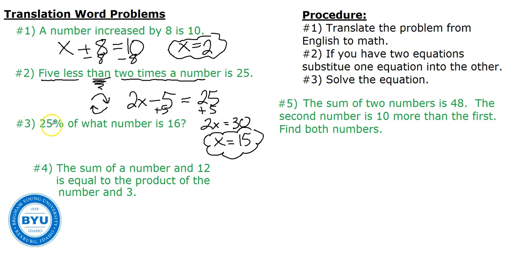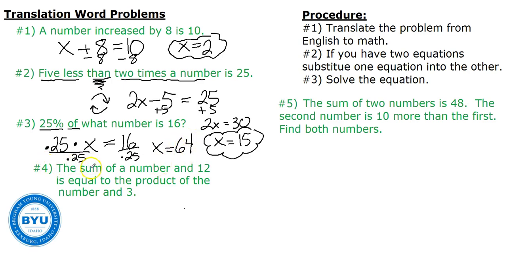Number 3, 25% of what number is 16? So 25%, when we translate that, is 0.25. Of means multiply. Let's use a dot for multiplication. What number is x? That means equals 16. So we've got to get the x by itself, so we'll divide by 0.25 to both sides. When we do that, we get the answer of 64.